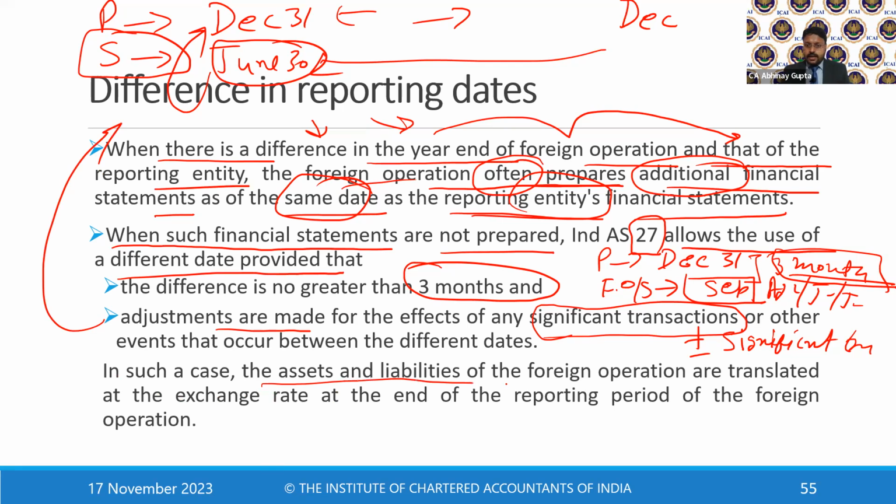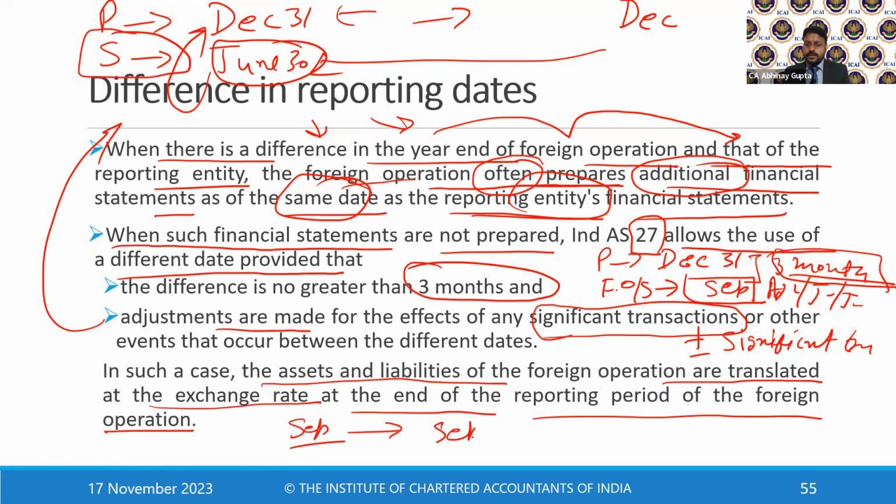In such a case, the assets and liabilities of the foreign operation are translated at the exchange rate at the end of the reporting period of the foreign operation. So the foreign operation's reporting period is September, right? So the September 30th forex rates will be used. Correct?